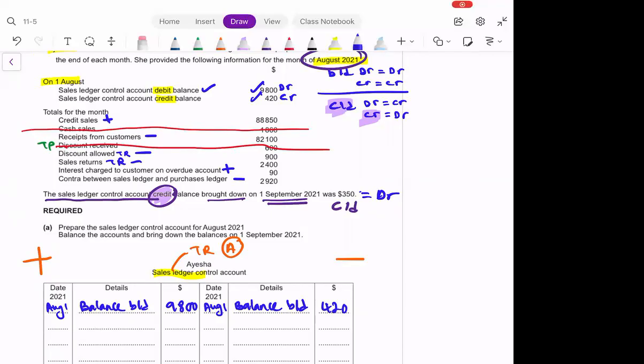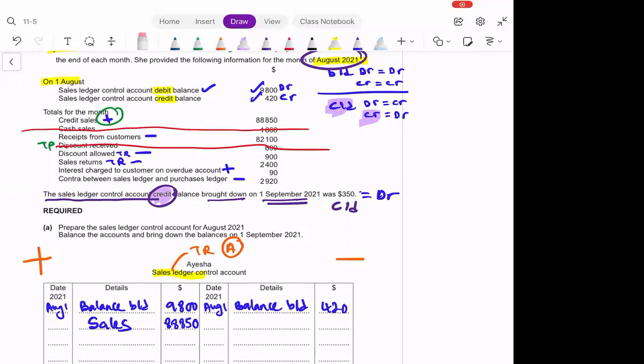After that, credit sales. Credit sales will increase. Increase means it will be in the debit side or credit side? Debit. Increase means debit. 88,850. What is this? Sales. You no need to write credit sales, just write sales, because only the credit sales will go to the sales ledger control account. If you write sales, I know already it's a credit sale.